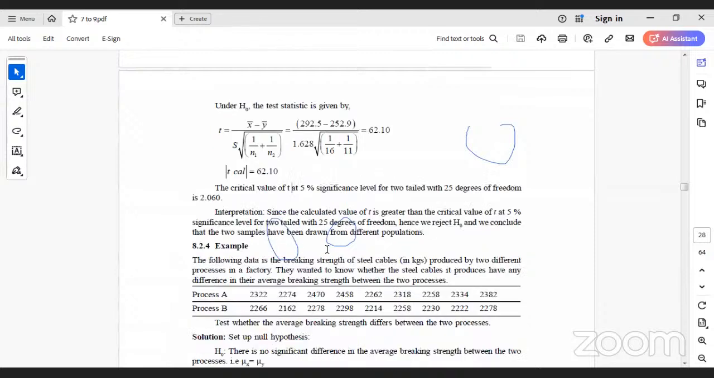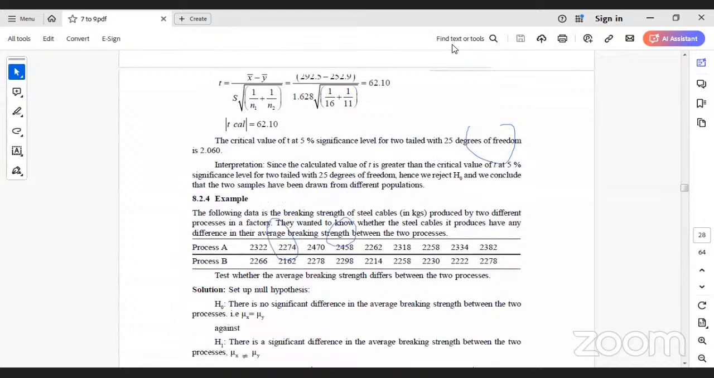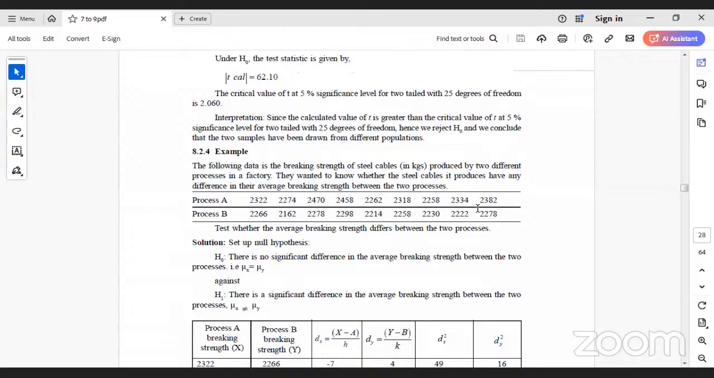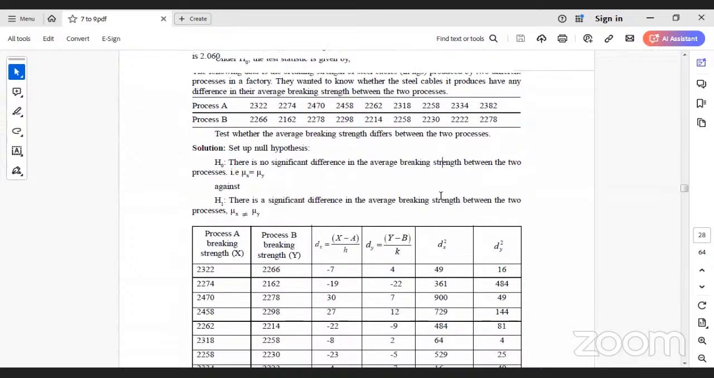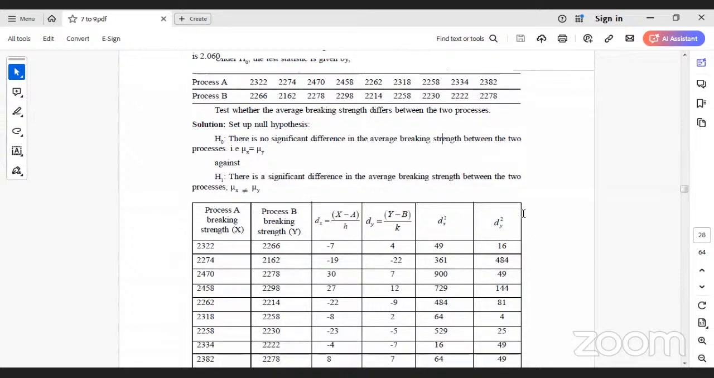The following data is the breaking strength of steel cables produced by two different processes in a factory. They wanted to know whether the steel cables produced show a difference in their average breaking strength between the two processes. Set up the null hypothesis: there is no significant difference in average breaking strength between the two processes, mu x is equal to mu y. The alternative: there is a significant difference in the average breaking strength between the two processes, mu x not equal to mu y.